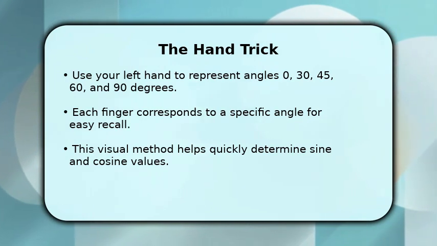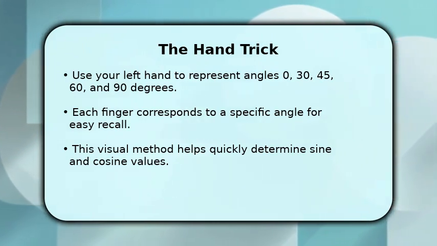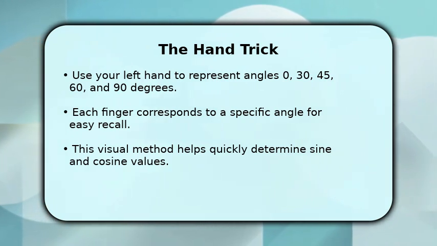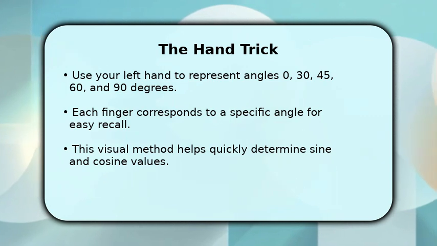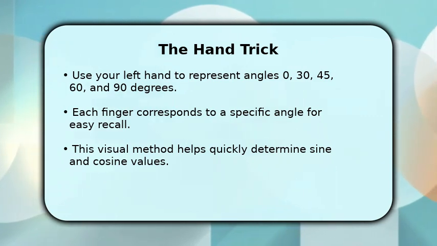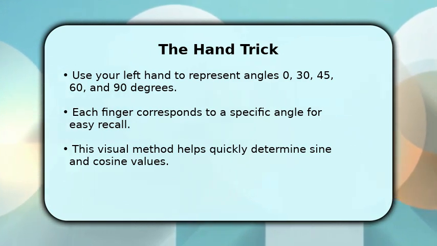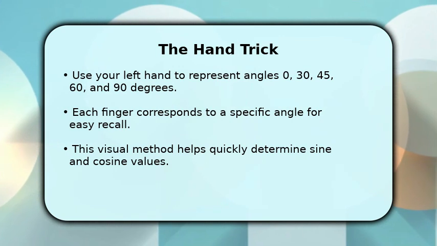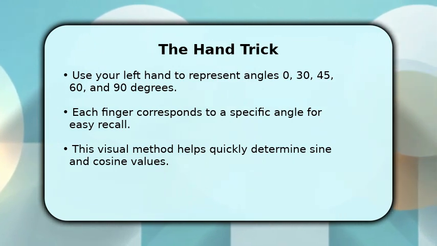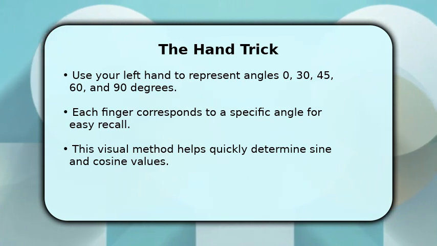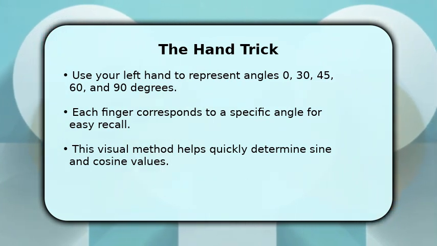This clever technique uses your left hand to visually represent angles like 0, 30, 45, 60, and 90 degrees. Each finger corresponds to a specific angle, allowing you to quickly determine the sine and cosine values without needing a calculator or a table. It's a fantastic mnemonic device that provides a quick and reliable way to recall these important trigonometric ratios on the fly during tests or homework.